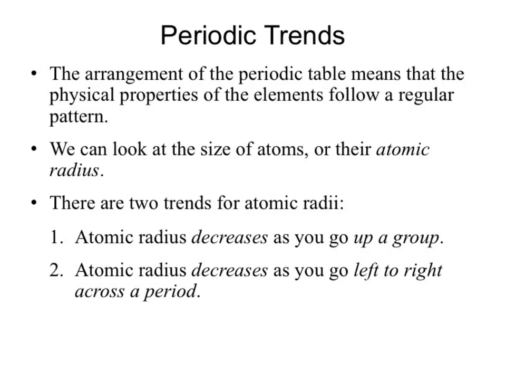What about when we move across a row? So let's ignore what the slide says for the moment. As we move from, say, lithium to beryllium to boron to carbon to nitrogen to oxygen, fluorine to neon, what's happening?